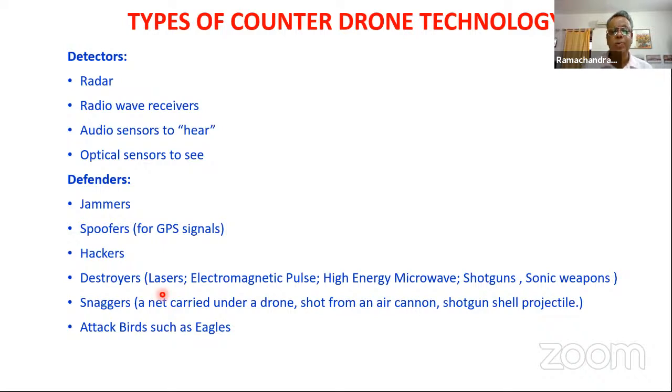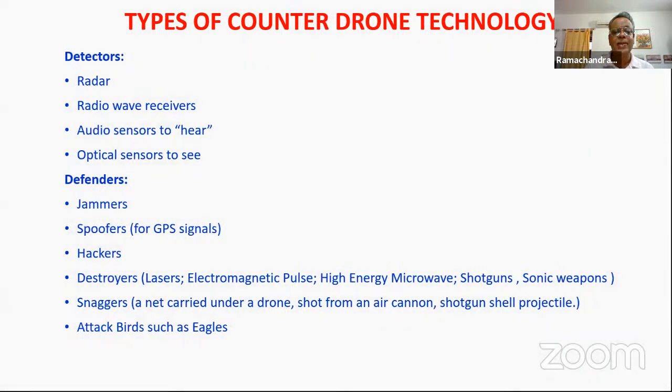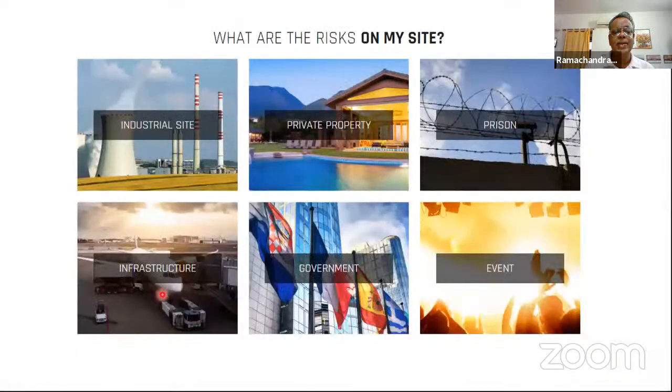So these are two levels of technology. What can go wrong? Everything can go wrong. Industrial sites, private property, there are extreme cases of stations, offices, and of course big events, maybe the IPL, a cricket match, or the Euro Cup. All these things can be at risk from drones.